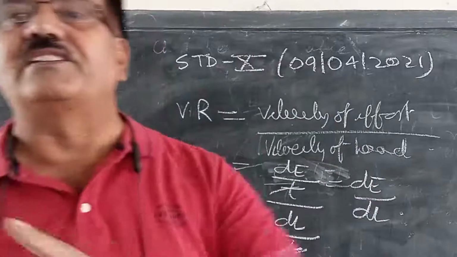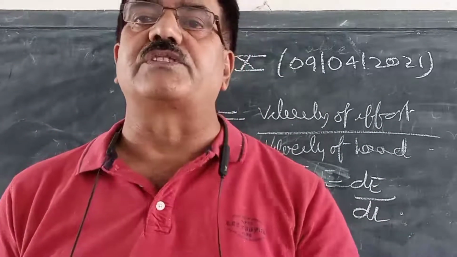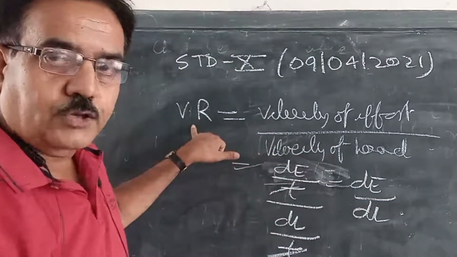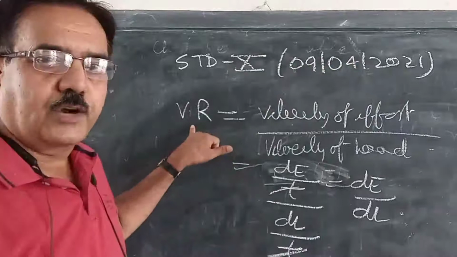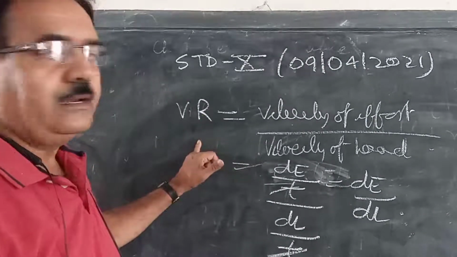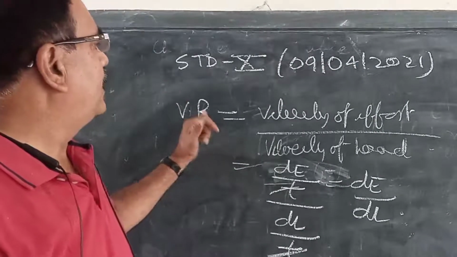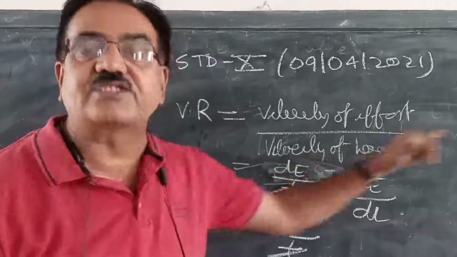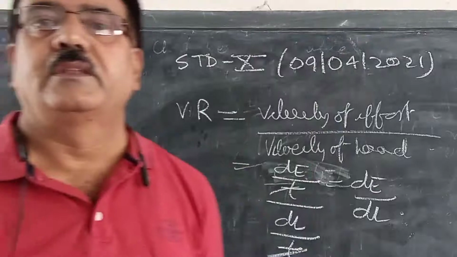But don't write only that as the definition. It is the ratio of the distance moved by the effort to the distance moved by the load. Since it is velocity, you have to express it in terms of velocity. Velocity ratio is the ratio of velocity of effort to the velocity of load in the same interval of time.